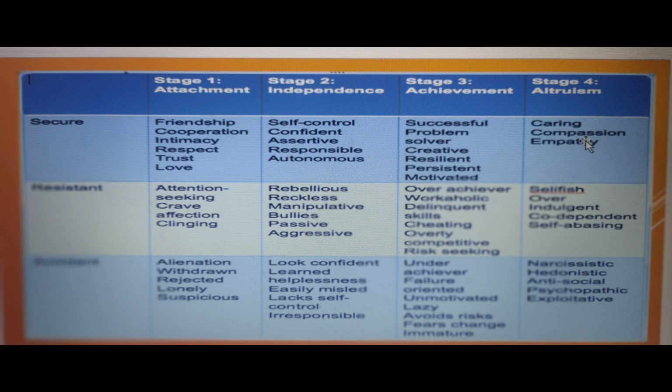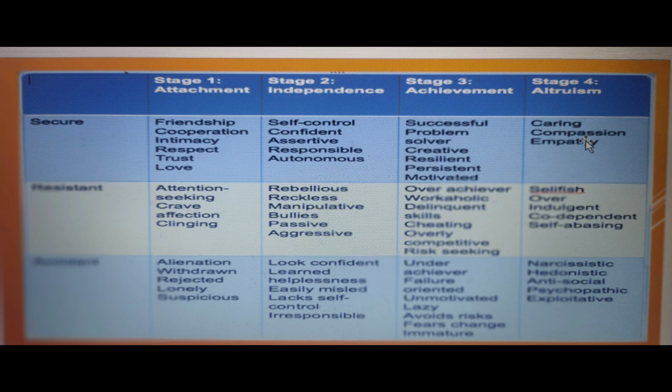When the child is able to have a very secure attachment with the family, they develop friendship with others, they cooperate with others, and trust and intimacy are developed among the children. And in the second stage, they develop independent behavior, where they are more self-controlled in nature, they develop confidence, and they are very responsible and autonomous.